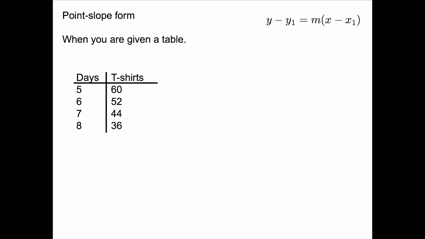Here's a problem for you to try. This is a table of the number of t-shirts I had in stock on the 5th, 6th, 7th, and 8th days that I was selling them. So on day 5, I had 60 in stock, and the next day I sold some, and there were only 52 in stock, and so on. I'd like you to write a point-slope equation from this table. Please copy this table into your journal, stop the video, do the work to figure out the equation, and then restart the video to see the solution.